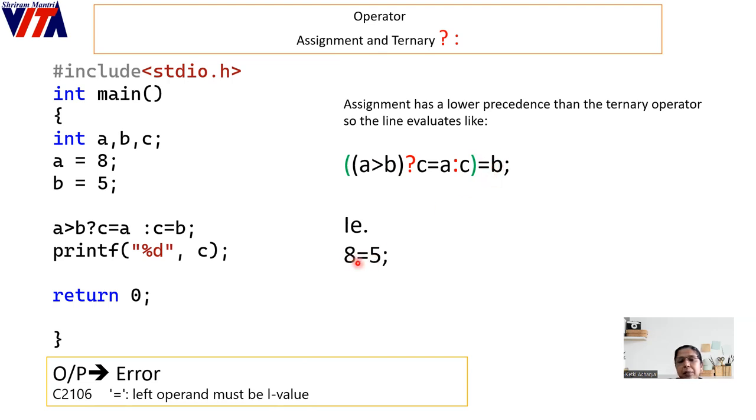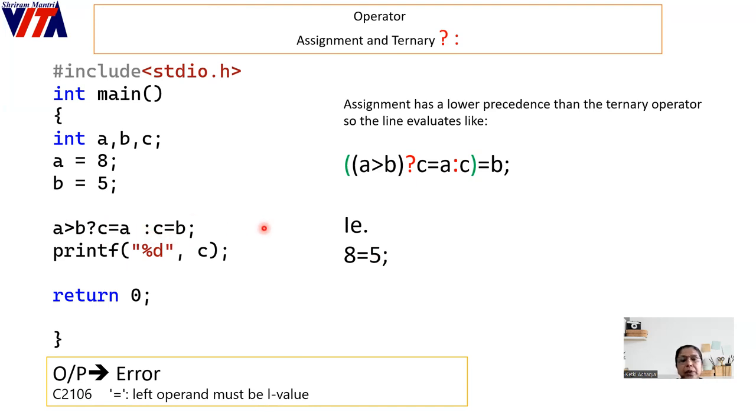Can we write this type of statement? No, this is an error, right? How can you put a value inside a value? Generally, you put a value into a variable. That is what we call an L value, and this is what we call an R value. Getting it? So this line will not compile. That is the reason this statement gives you an error.